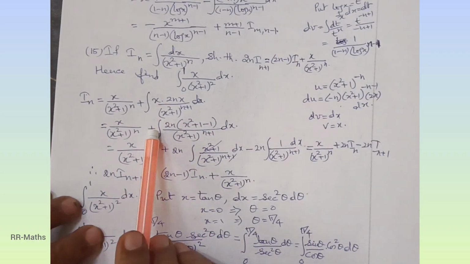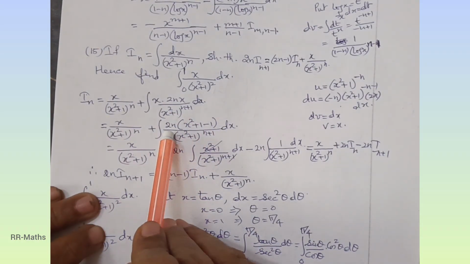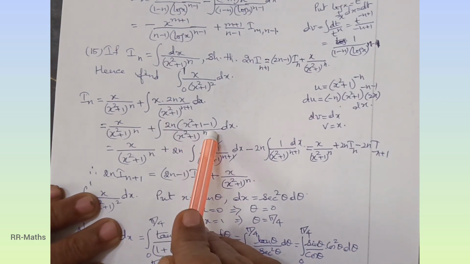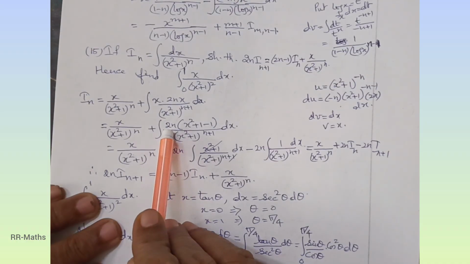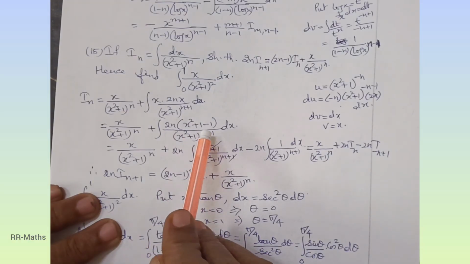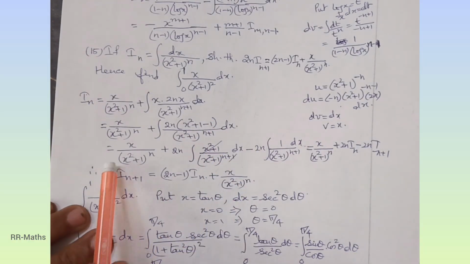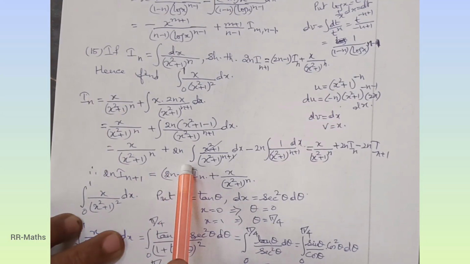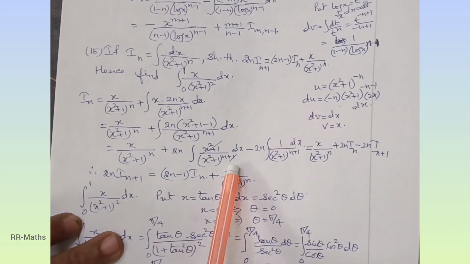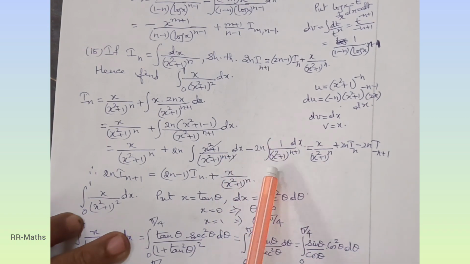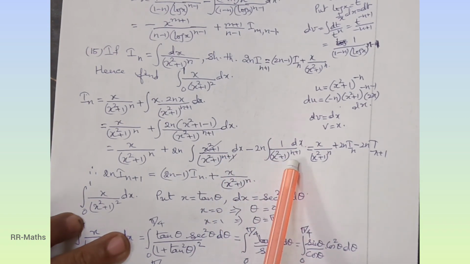So now what happens here is you have 2n as a constant, and you have x square here. So you add and subtract 1 in the numerator. So it becomes the integral of 2n into (x square plus 1) minus 1. So x square plus 1 you take as one term and minus 1 you take as a second term. So this becomes x by (x square plus 1) whole power n plus 2n into integral of (x square plus 1) divided by (x square plus 1) to the power of n plus 1 dx minus 2n into integral of 1 by (x square plus 1) to the power of n plus 1 dx.